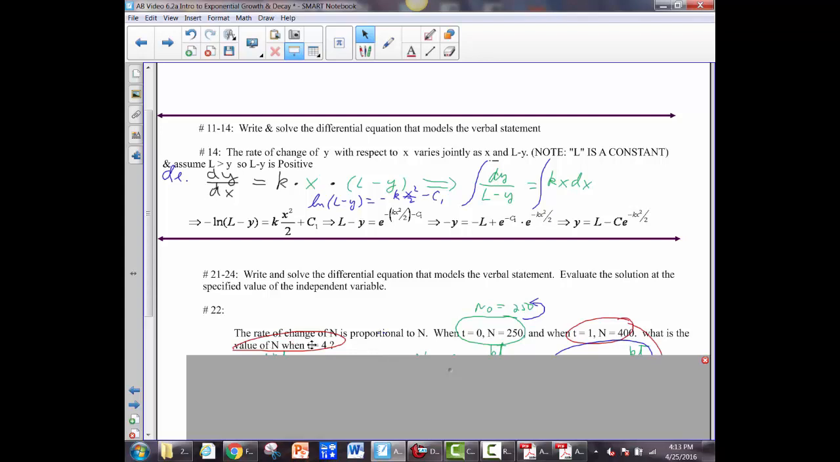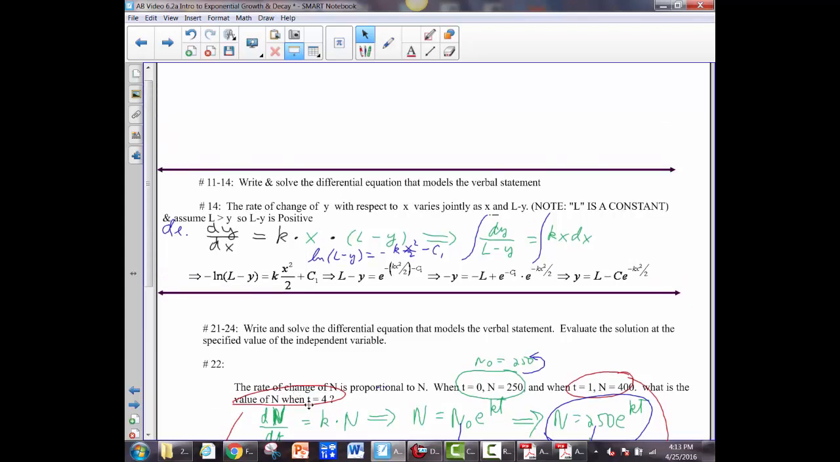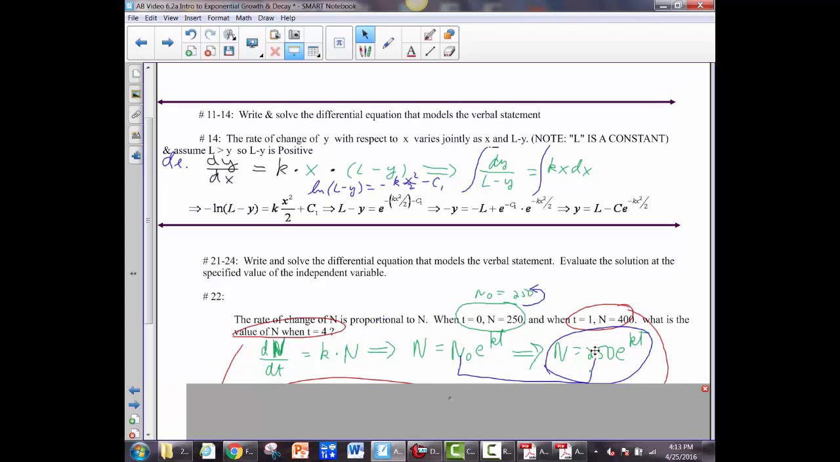So obviously I need an equation in n and t. I translate the rate of change of n, which is dn/dt, and if you don't know with respect to what, it'll be with respect to time, plus you can see the t right here, and is proportional to n, which equals k times n. We know that that becomes n equals n0 times e to the kt. They're telling us that n0 is 250. So now I have n equals 250 times e to the kt.